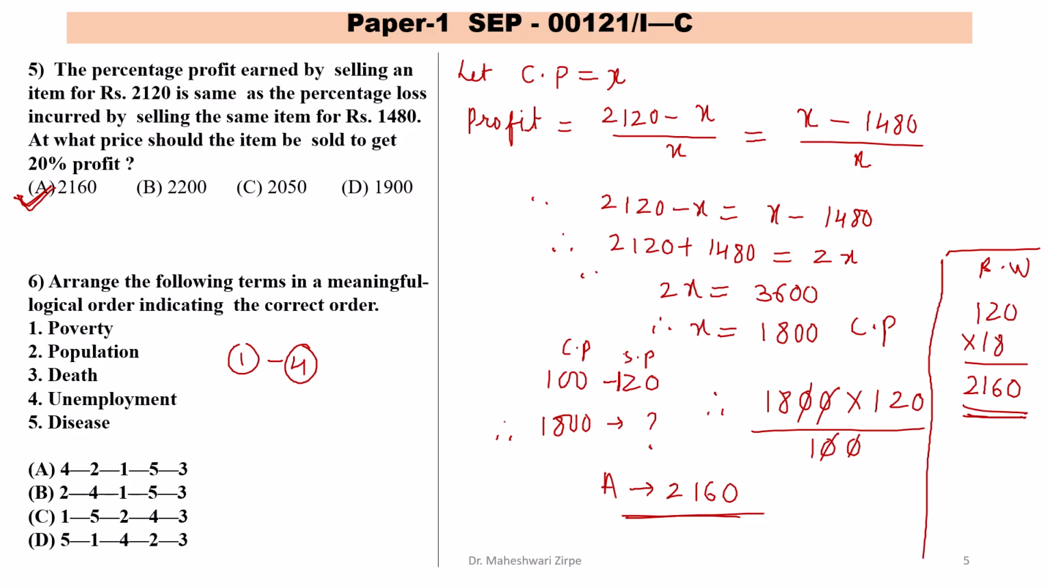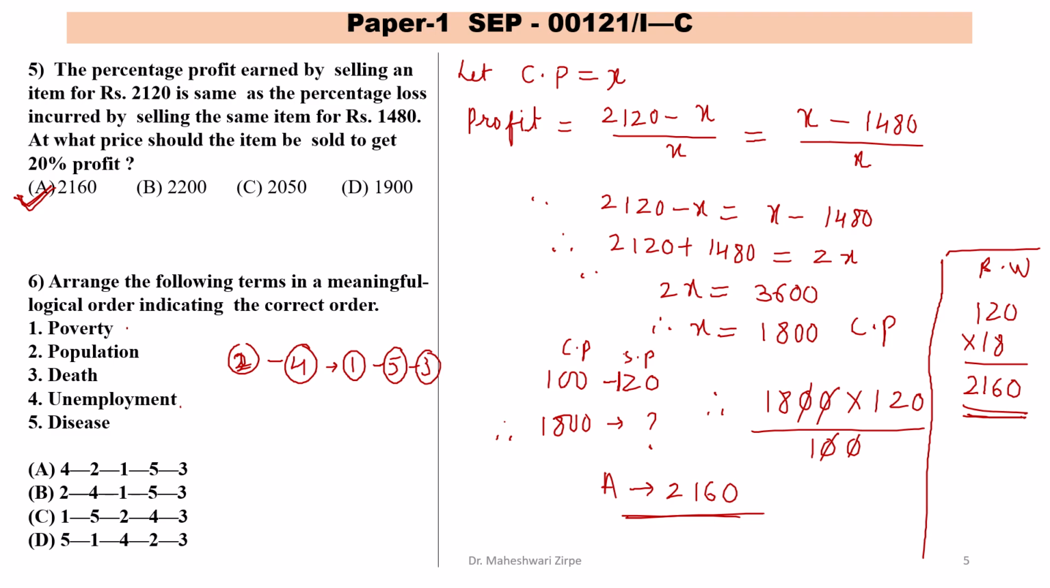Unemployment. If population is more, there is unemployment and then poverty, because of unemployment poverty will be there. Then if poverty is there, then disease, that is number 5, and the last is death, that is number 3. So your correct sequence would be, since population is 2, 2 4 1 5 3.